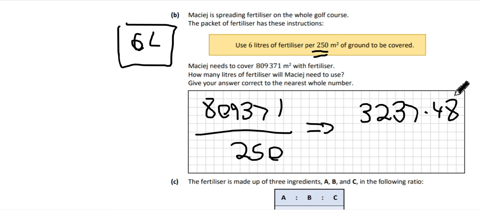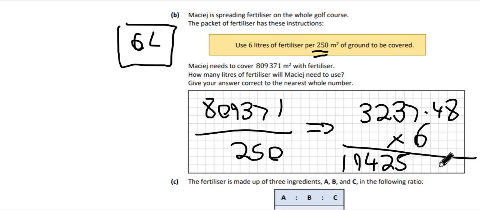Any decimal? 0.48. Now, I'm going to multiply that. That's how many bottles I need. Alright? But I'm going to have to multiply that by 6, because there's 6 litres in each one of them. So I'm going to have to multiply the answer by 6. And what do I get when I multiply it by 6? One more time. 19,425 point what? Oh, round it to the nearest whole number. So that's litres. So you only need 19,425 litres.